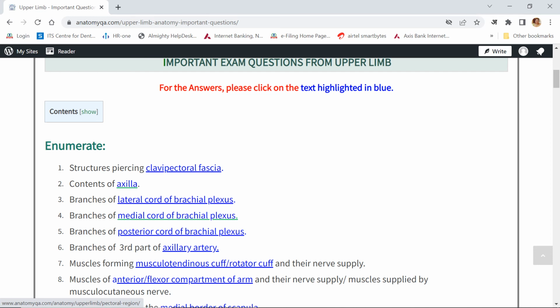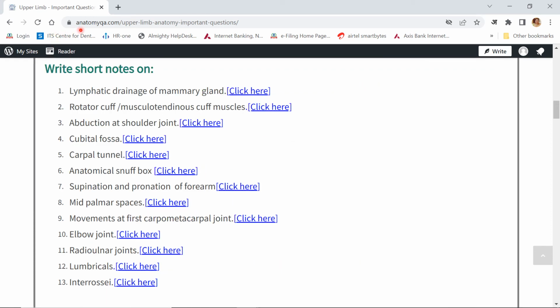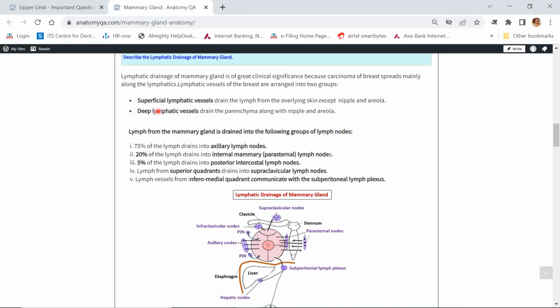I think next screenshot you can see here. Okay, you can see the name of the site here, anatomyqa.com. And here the questions, the same ones which I have mentioned here, they are there. Write short notes on, right? So suppose here is lymphatic drainage of the mammary gland and it is written click here. If you click here, you will be taken to the page of the mammary gland, and this is the screenshot of that. And here you can see the lymphatic drainage of the mammary gland explained in detail, which you can write as an answer. So you can visit this site.